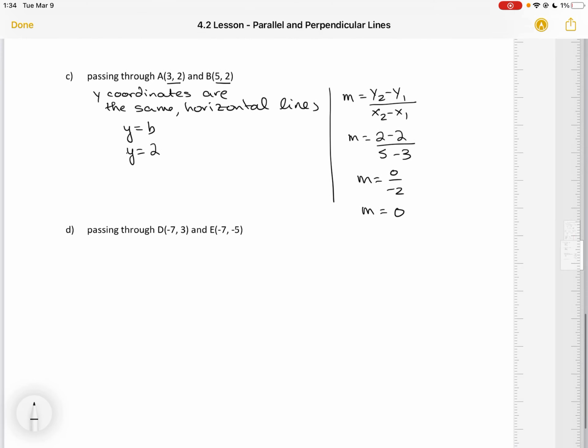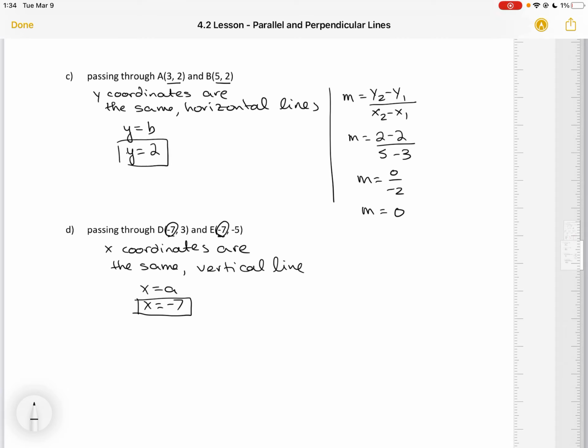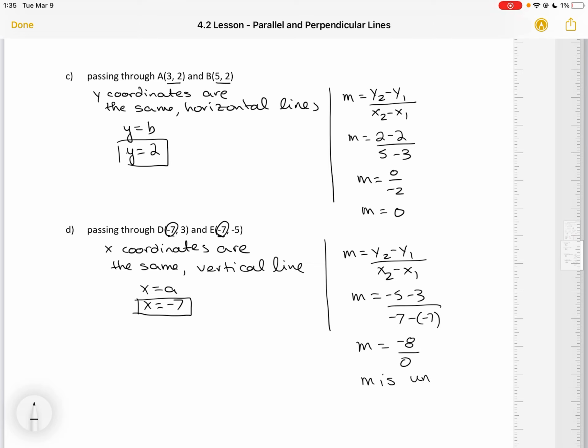Let's do one more example. Passing through these 2 points, I'm going to notice that my x-coordinates are the same, which means that I have a vertical line. I know that all vertical lines have the form x equals a. From my points, I know that all those x-coordinates are -7, so x equals -7 is my equation of the line. Now, if I don't notice that, just like before, I can use the slope formula. Substituting in my points, I would get -5 minus 3 over -7 minus -7. So now I get -8 over 0, which is an undefined slope, which should tell you that you have a vertical line. Those are examples of how to write the equations and how to graph parallel and perpendicular lines.